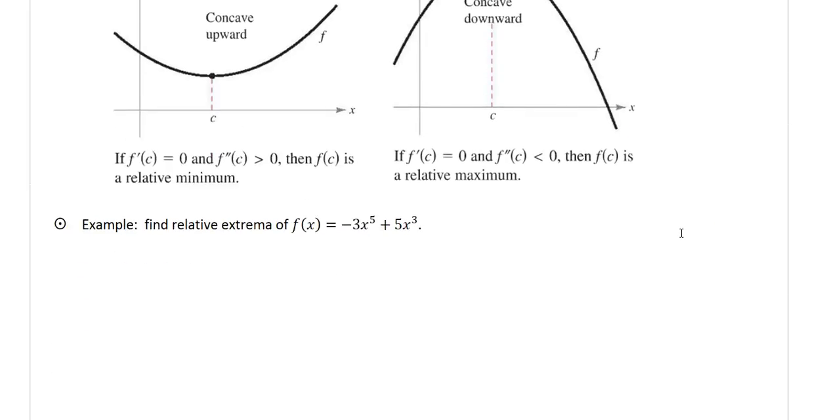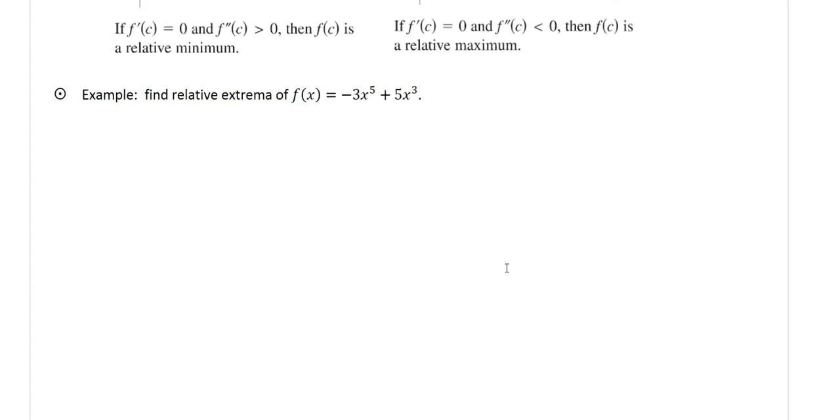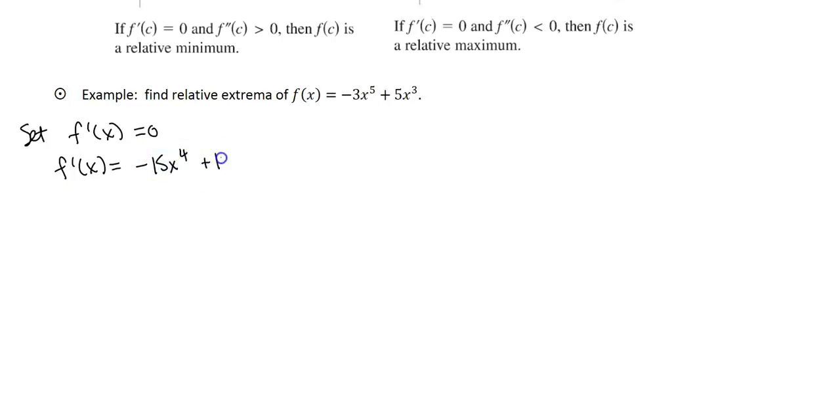So let's look at an example. I want to find the relative extrema of negative 3x to the fifth plus 5x cubed. So I'm going to start by setting f prime of x equal to 0. So f prime of x is negative 15x to the fourth plus 15x squared. And if I set that equal to 0, if I factor out a negative 15x squared, I get x squared minus 1. So I get x equals 0 and x equals plus or minus 1. Okay, so those are my critical values, or my critical points.